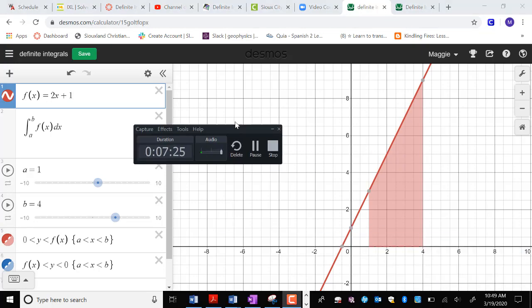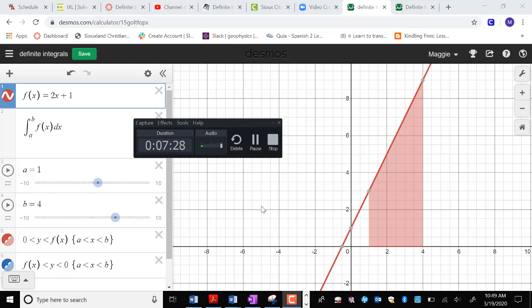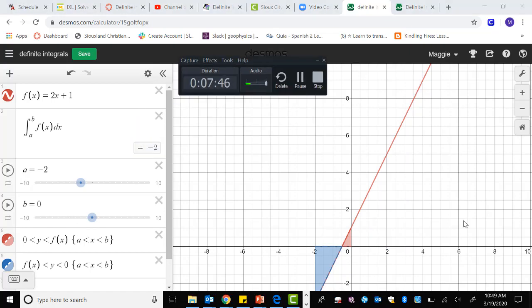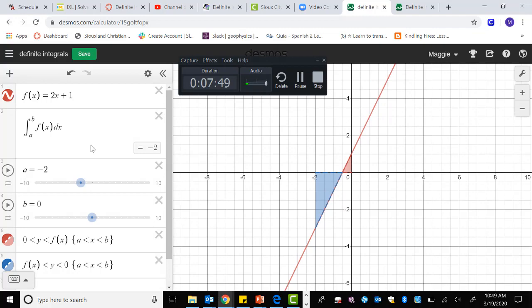But what would happen if I change my boundaries and I have negative? So let's do that. Let's go from negative 1. Ooh, look at that. See how it's blue now? To, let's just let B be 0. So there's negative 2 to 0. My area under my curve is negative 2. It's negative because it's below. So using my diagram, red is positive, blue is negative. So anything below the x-axis still goes back to the x-axis. It's just a negative value.